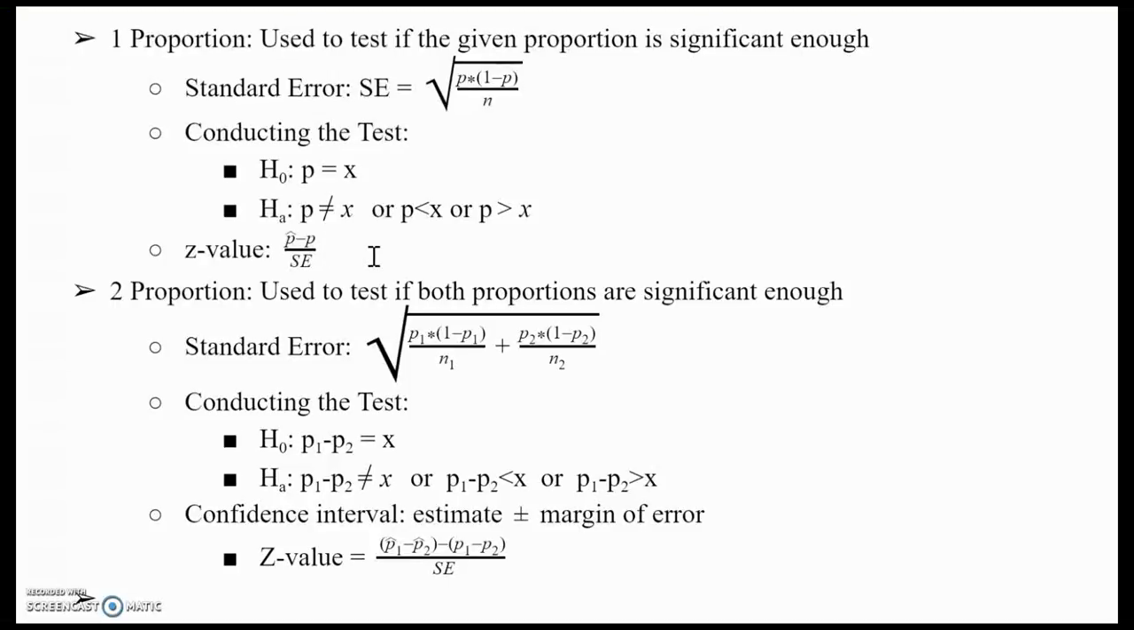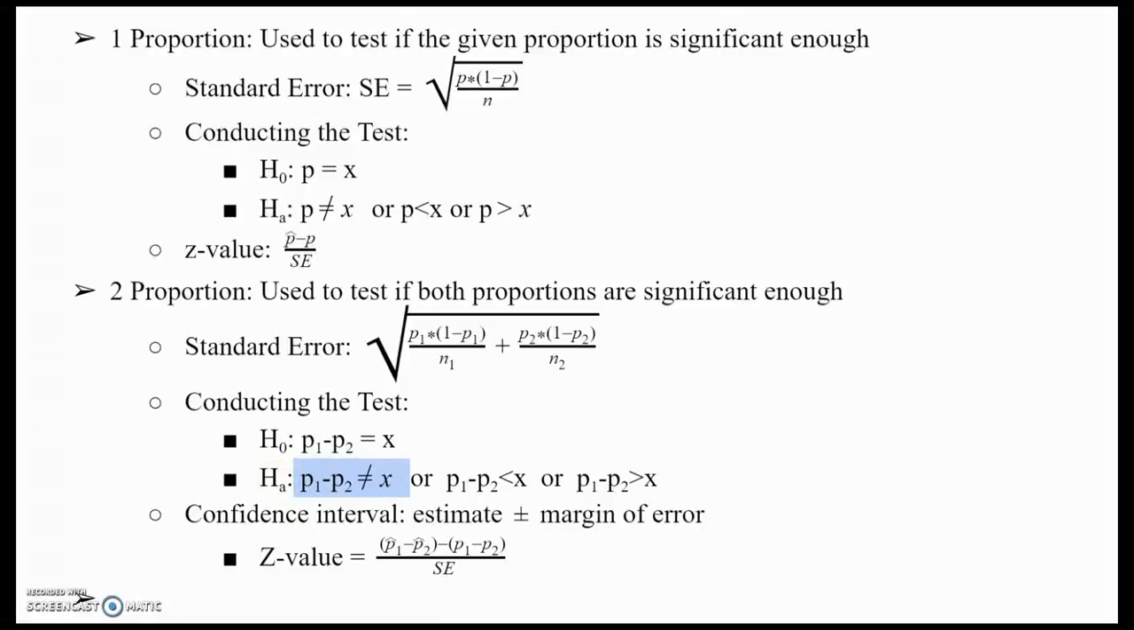Now for two proportions, again very similar, standard error is no change, which is p1 q1 over n1 plus p2 q2 over n2, all square rooted. But when you conduct the test, your null is now this. It is the difference in your proportions equivalent to some value. And your alternate is the difference in proportions not equal to your value, less than or greater than.